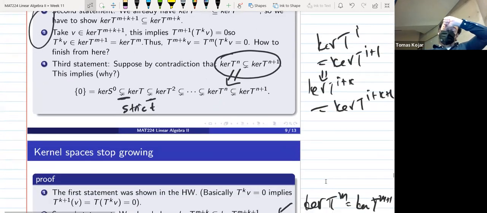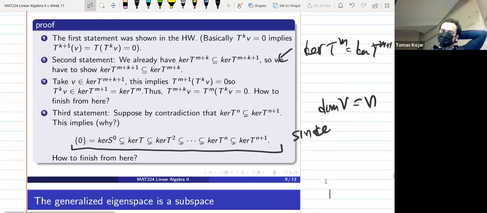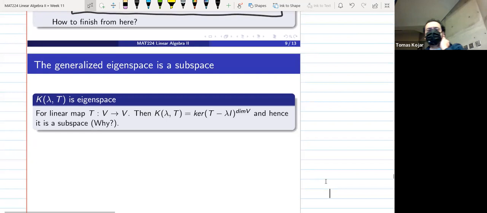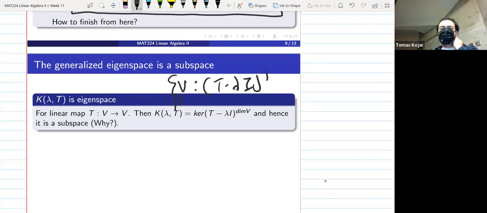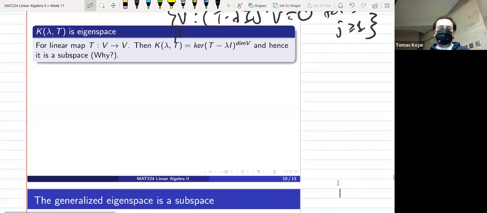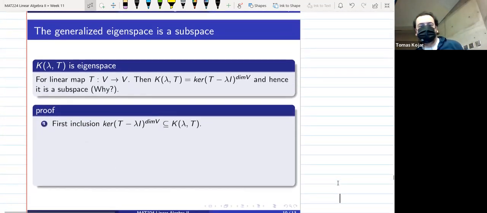So that shows the importance, I think. Well, let's apply it and you'll see how. It's not obvious that this generalized eigenspace, that said for every v, there's some j so that this guy is zero. That's the generalized one, but it's not obvious that this is a subspace that is closed under addition as you take all these powers. So let's prove that.